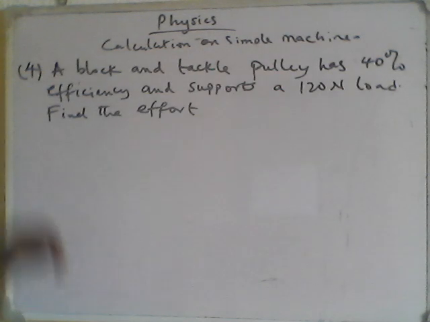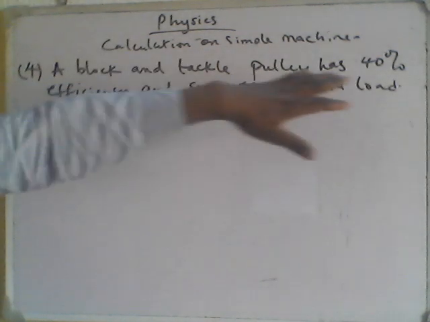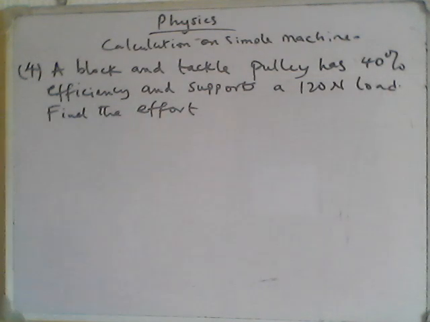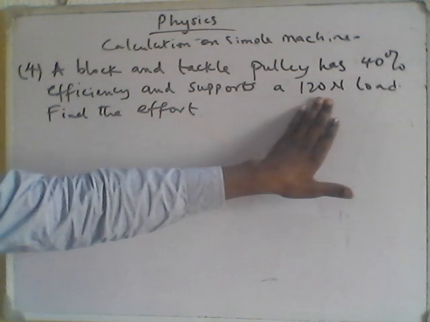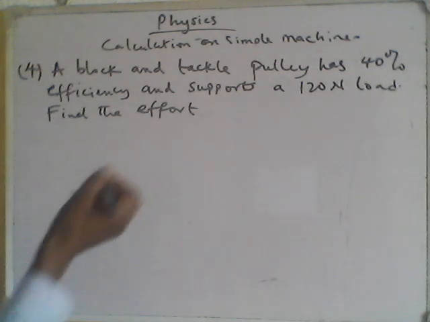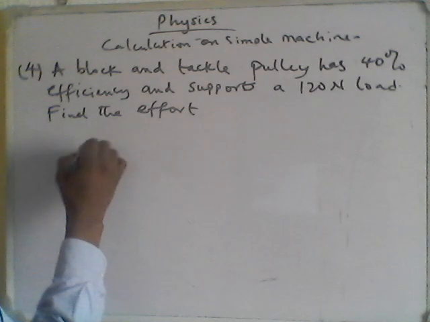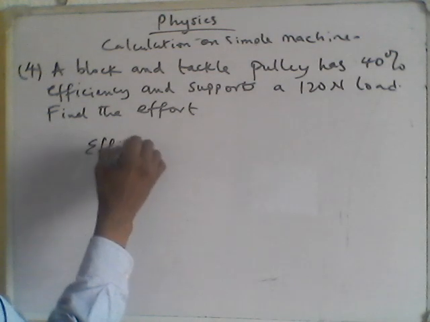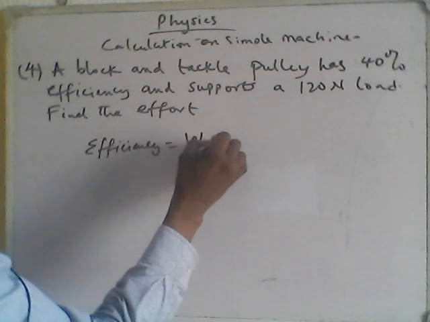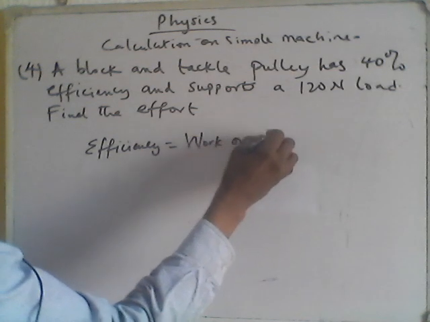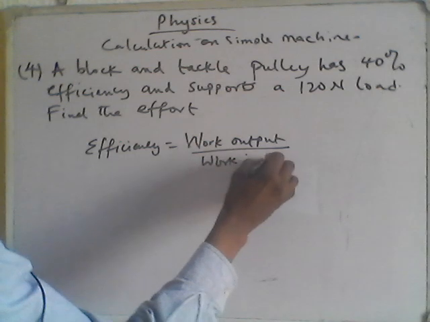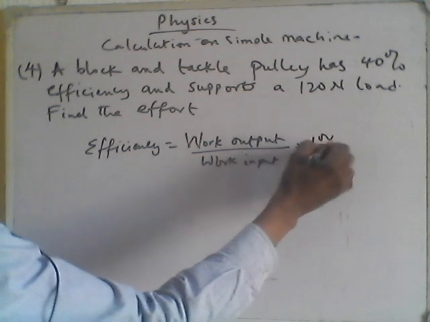Okay, so we have a question on the board. It says a block and tackle pulley has 40% efficiency and supports a 120 Newton load. Find the effort. So efficiency can also be expressed as the ratio of work output over work input times 100 over 1 in percentage.